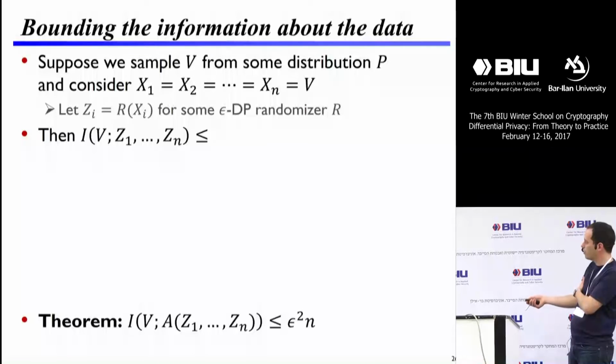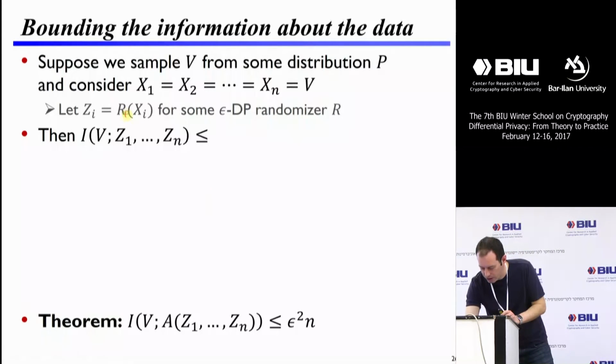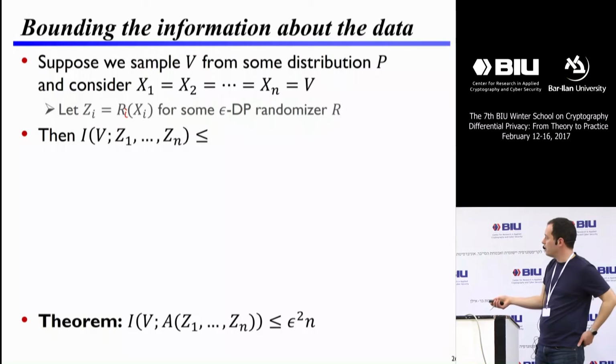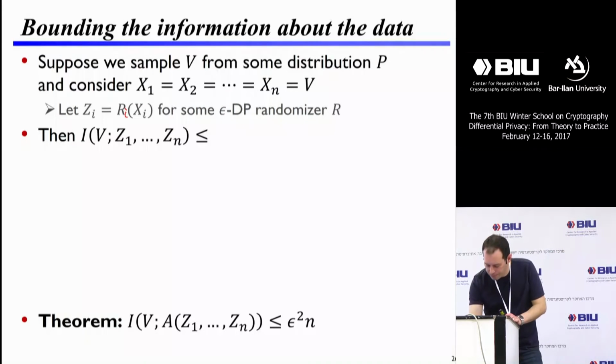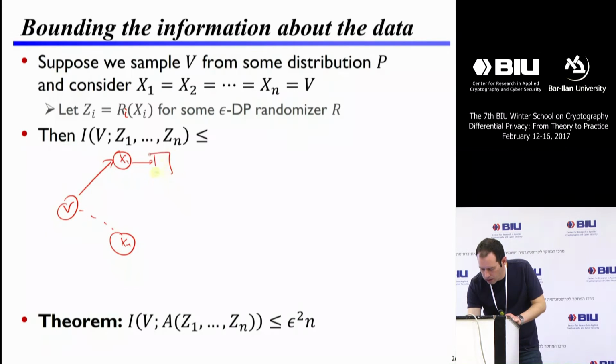Okay? And now the zi's will be the effect of running the randomizer, and the randomizer can depend on i, that's fine, on each of the data points. And what we're interested in is the mutual information between v and this set of outputs. Okay? And the reason we can bound that is because, so here's our picture, right?